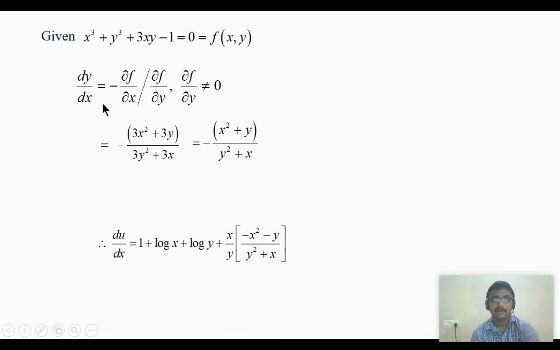Now substituting all these values, we have the derivative du by dx. So it is the required du by dx, which is obtained by using the total derivative.